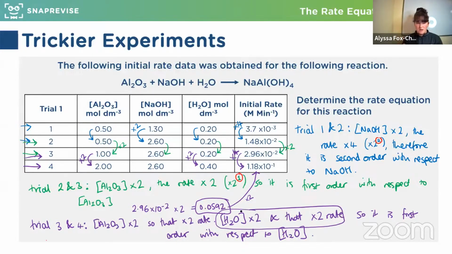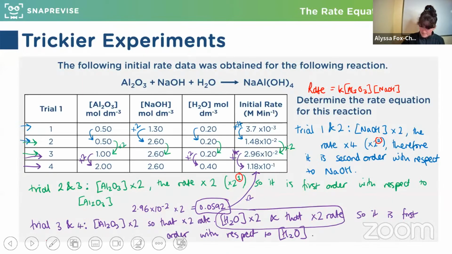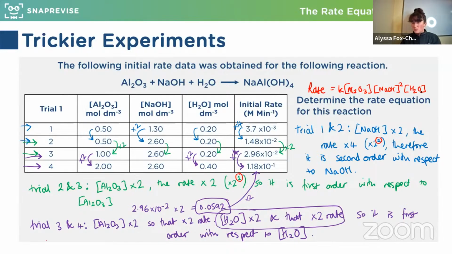I'm going to have to finish that because we are very close to running out of time. So, to finish off, rate is therefore equal to k times [Al2O3] to the power 1. I'm just going to write it in order of how they've been given. I'm not going to write in the power 1 because I'm lazy. [NaOH] to the power 2, and then [H2O] to the power 1. Again, I'm not going to write the power. It's hard, that's why these are trickier. You have to look at how these two things have influenced the rate.